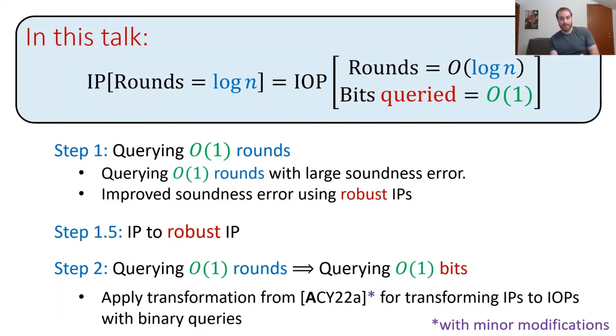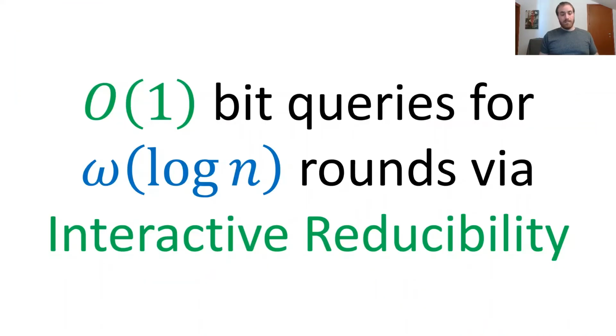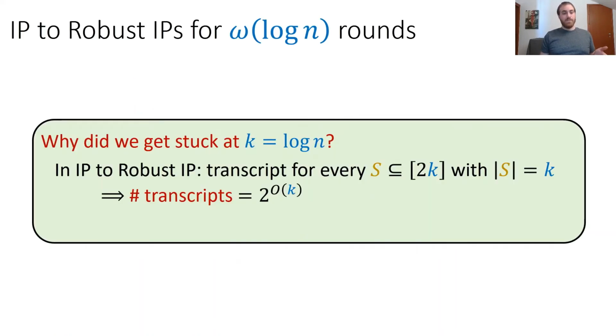And once we get this IOP in which the verifier makes a constant number of round queries, we have the second step of transforming it into an IOP where the verifier makes a constant number of bit queries. And this was using a transformation from a previous paper. So we're done. Now let's take a look at getting a constant number of bit queries for greater than log n rounds via interactive reducibility. So what was the problem that we had before? Why did we get stuck at log n rounds?